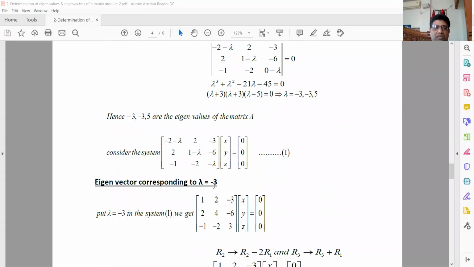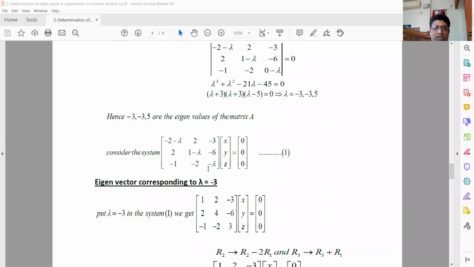So I will substitute this lambda equals minus 3 in this system. Same procedure. So instead of lambda, I have to substitute minus 3. So minus of minus 3 is plus 3. So minus 2 plus 3 is plus 1. 2 minus 3, 2. 1 plus 3, 4.